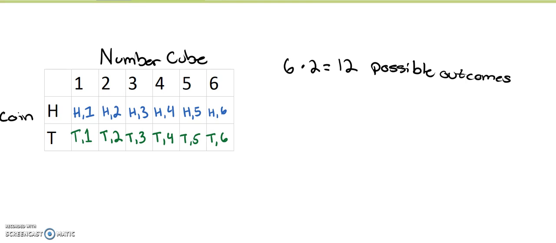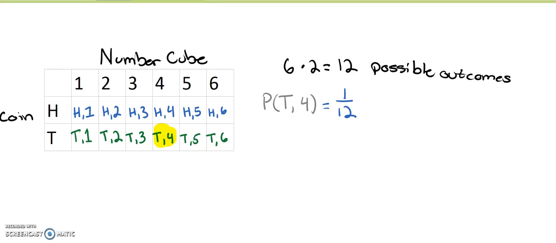Let's do an example problem. How about we find the probability of landing on tails and also rolling a 4? Well, the only place that happens is right here. So that is 1 possibility out of 12 total outcomes. So that would be our compound probability.